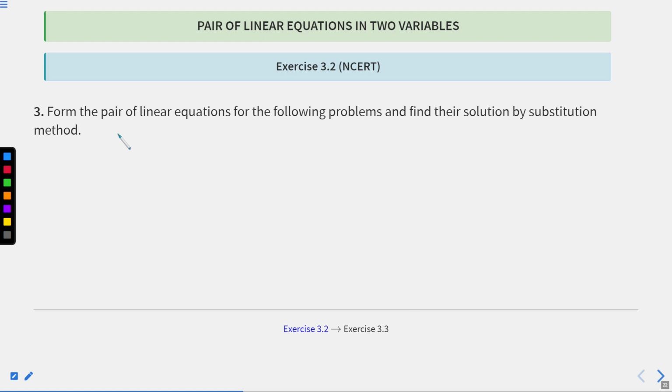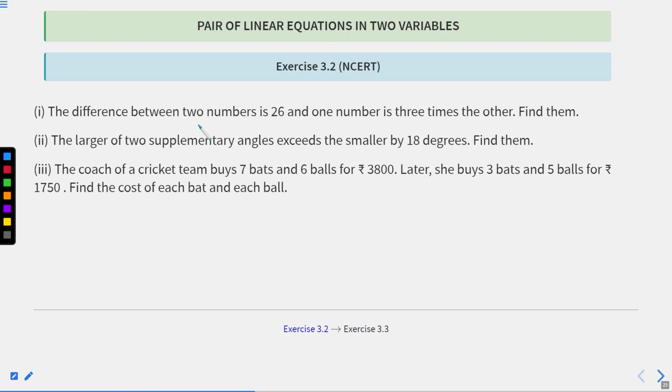Okay, now let us move to question number 3. So here we have to form the pair of linear equations for the following problems and find their solution by substitution method. Okay, so first of all, you have to form the pair of linear equations for the following situations, and then we have to find their solution by substitution method. Okay, so let us solve. So let us see the first question. Here in the first one we are given the difference between two numbers is 26 and one number is 3 times the other.